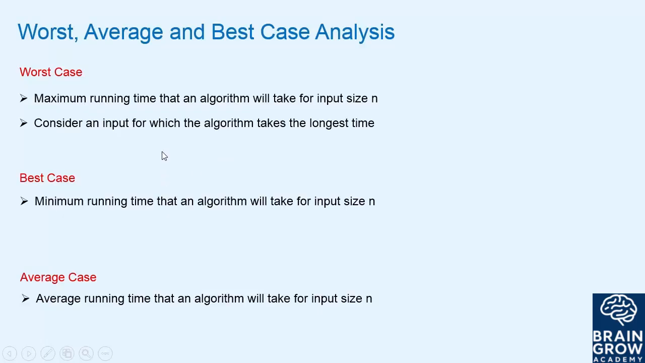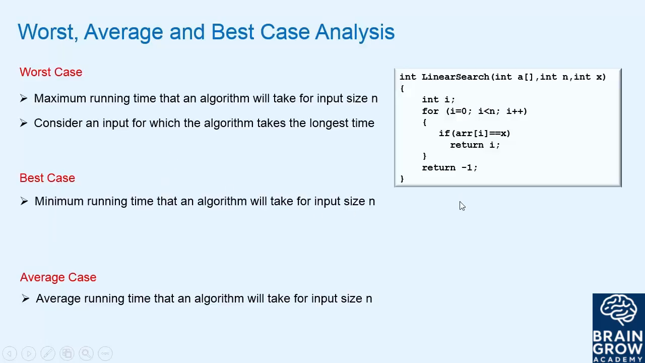This input causes the maximum number of operations to be executed. For example, when we search for an element in an array using linear search, the worst case would be when the element to be searched is at the last place or is not present in the array. In that case, there would be n comparisons. So worst case time complexity of linear search is order of n.